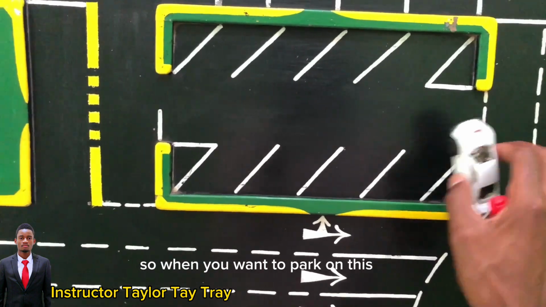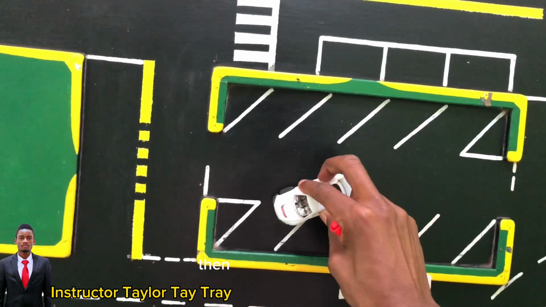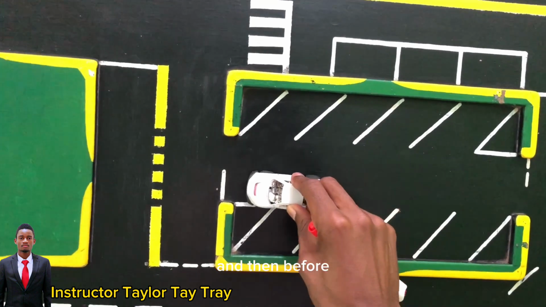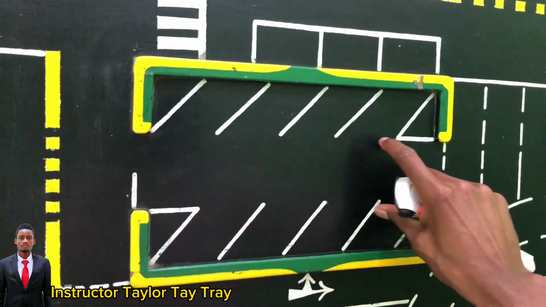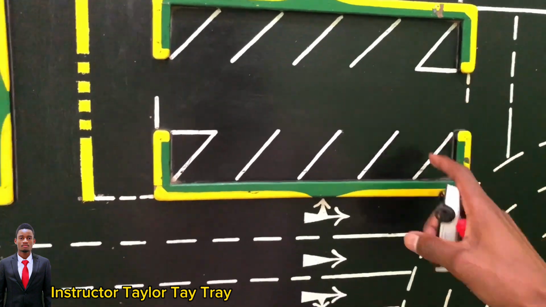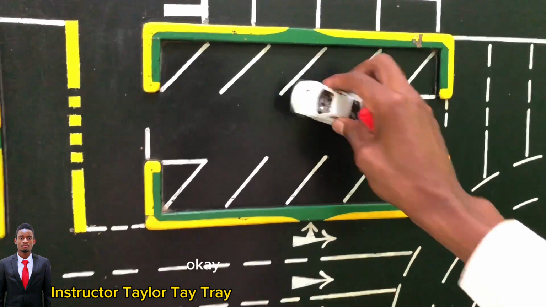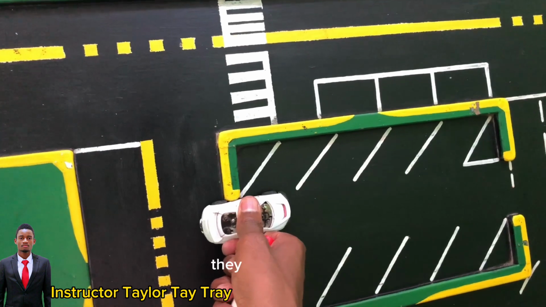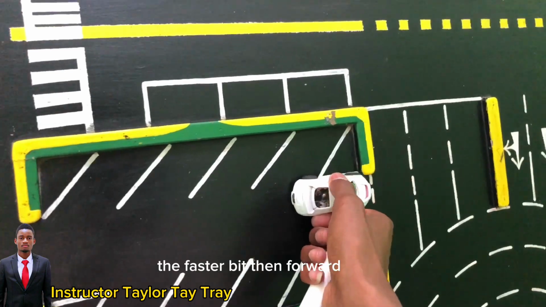So when you want to park on this side, you have to come like this, indicate left, you enter the parking zone, indicate left, then you park like that. Okay? If you want to leave, reverse, and then you forward. This is your exit. So it means that this parking runway over here looks like a two-way traffic. You keep left. You just keep left, use this side. Do not use this side. Okay? And you park using forward here. If someone will enter through this side, they will keep left, and then they will park like that. Reverse a bit, then forward to exit.